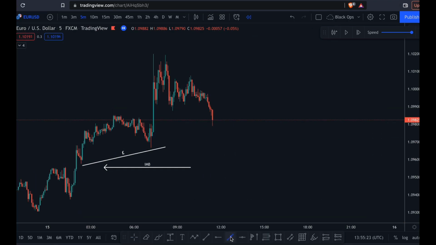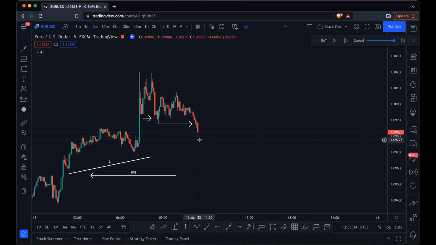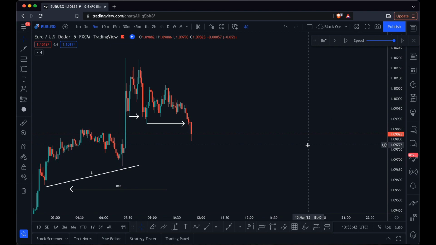And we can see we've had multiple breaks of structure. We have this structural break over here, and we've just had this structural break over here. So what I'm anticipating is price to pull back up to the upside, tap into what looks like an unmitigated order block over here, and then we can take some shorts.